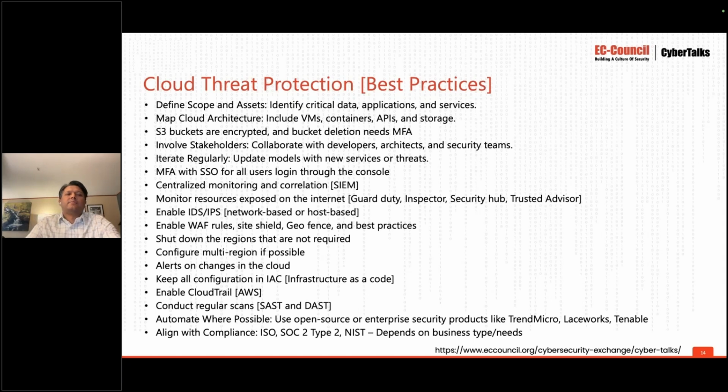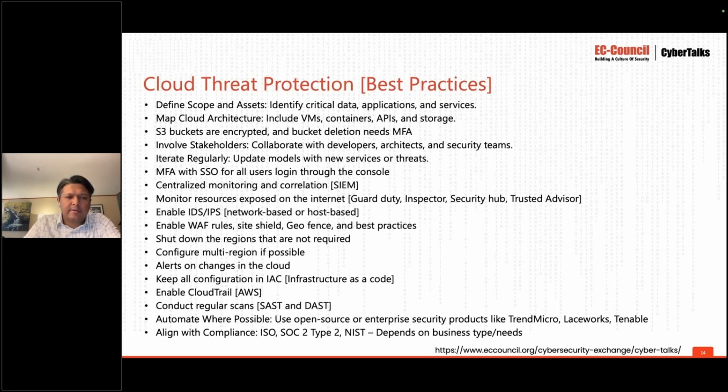Site Shield is your DDoS prevention, and then WAF is WAF, where you have all the rules, OWASP Top 10, and other things integrated there. Shut down the regions that are not required. So if you are configured in US regions, like North Virginia and Ohio, maybe primary and backup, shut down the other regions in the cloud because you're not doing business there.